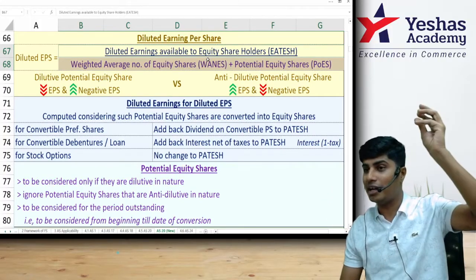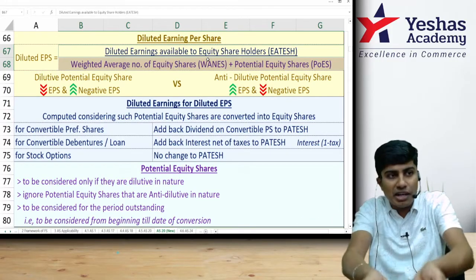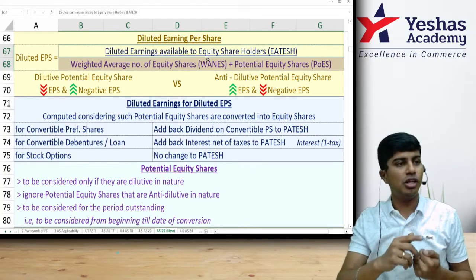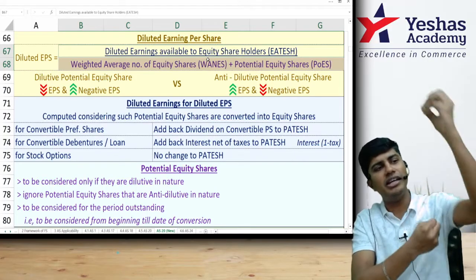Numerator: when we are adding back interest, which was previously written as expense, the company had paid money. Now when the company is getting that interest money back, it is like income. You have to pay tax on it. So when you add interest, deduct tax at 30% or whatever percent is given, and then add it.